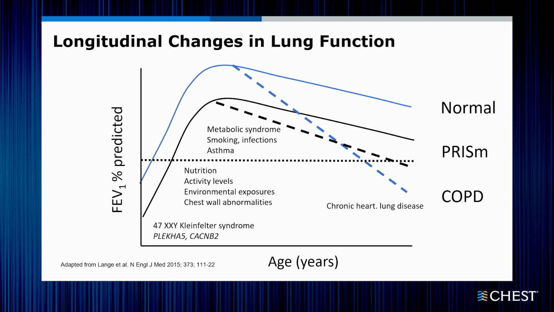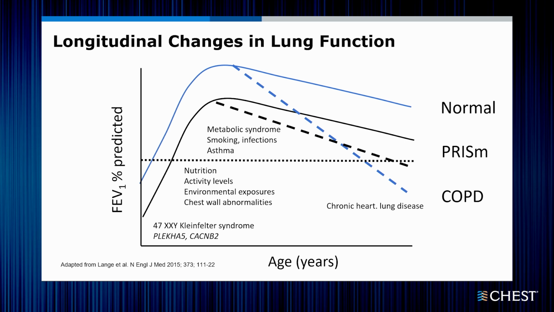And so as we go through the normal path of lung development in childhood, adolescence, and early adulthood, there are a lot of different factors that could potentially impact lung function, including nutrition, activity levels or lack thereof, environmental exposures, and other trauma and things that occur over time. Certainly those same factors, many of them socioeconomic, also predispose individuals to obesity and metabolic syndrome, which in and of itself might impact lung function, and then the choices that we make in terms of smoking, infections, and asthma.